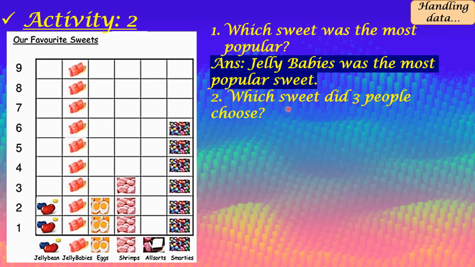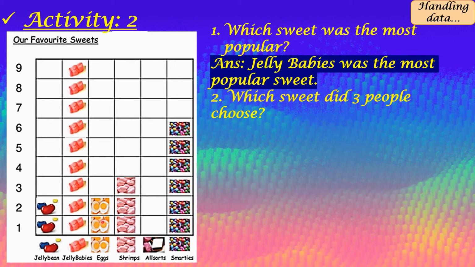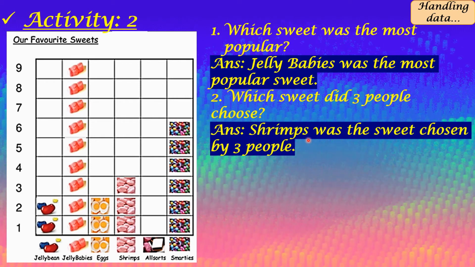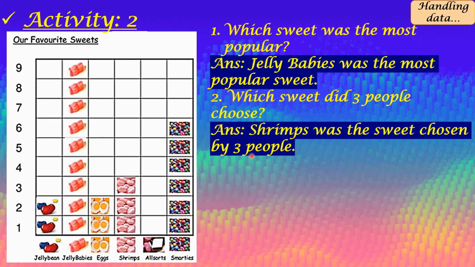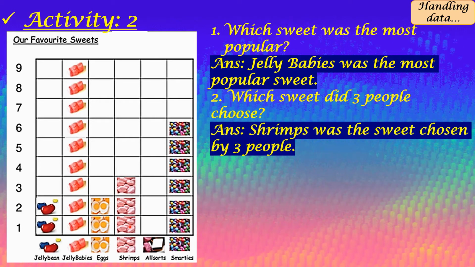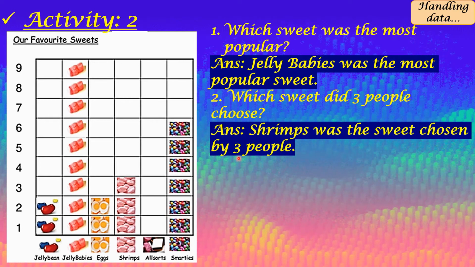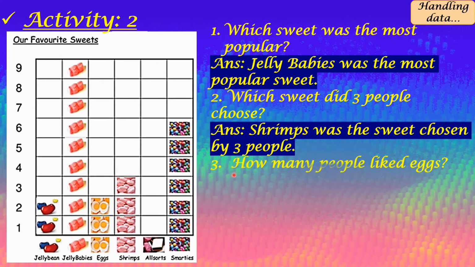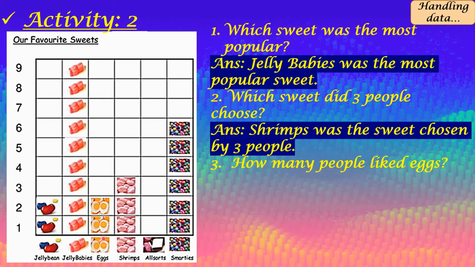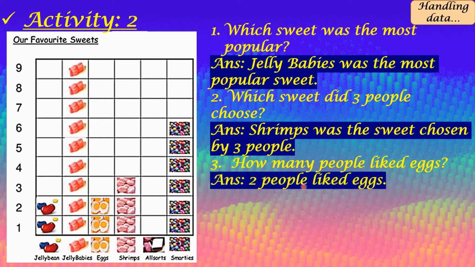Which sweet did 3 people choose? Which sweet? See, shrimps was the sweet chosen by 3 people. See, 1, 2, 3. Yes or no? So, shrimps was the sweet chosen by 3 people. The next question. How many people like eggs? See your eggs. 1, 2. So, 2 people like eggs.